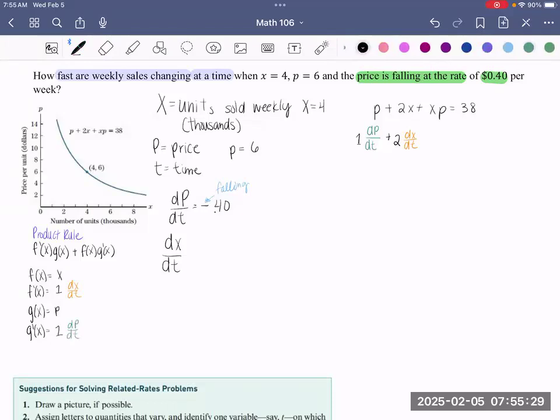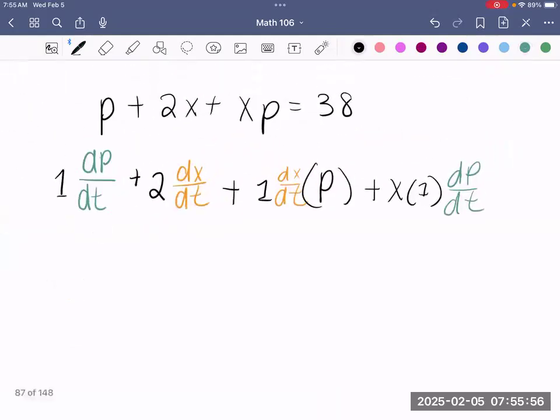So when we go to put it together, we should get plus 1 dx dt times your P, that's G of X, plus your F of X, which is just X, times 1 dp dt. There we go. And on the other side, deriving, we get just 0. So we are trying to solve for what variable? Well, we said we are trying to solve for dx dt.